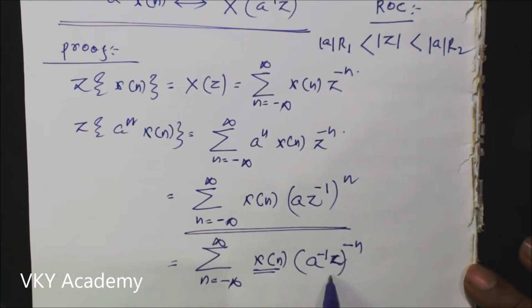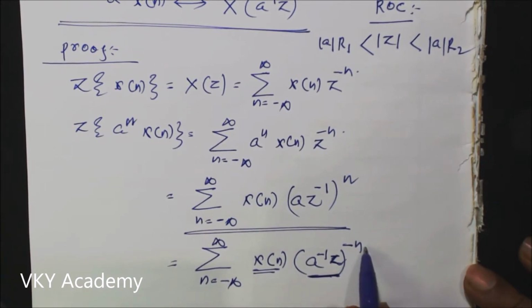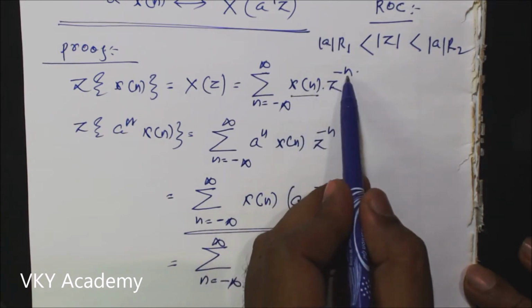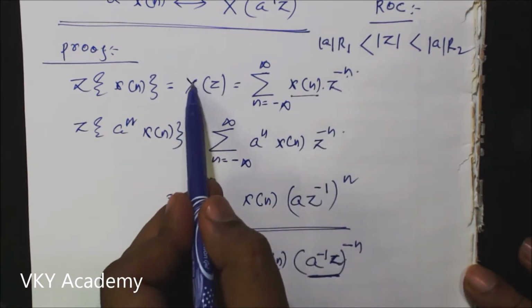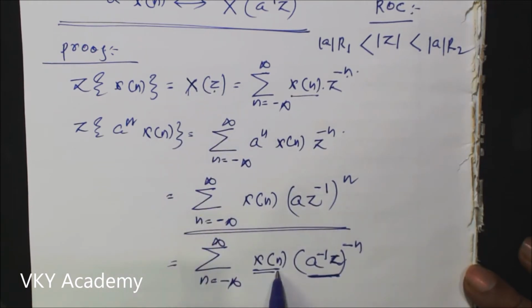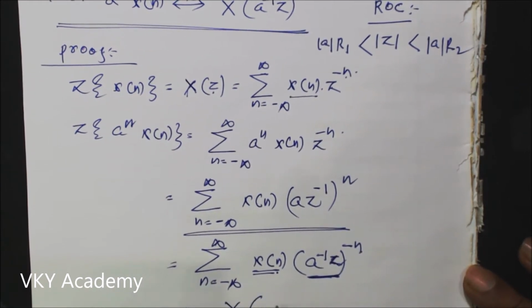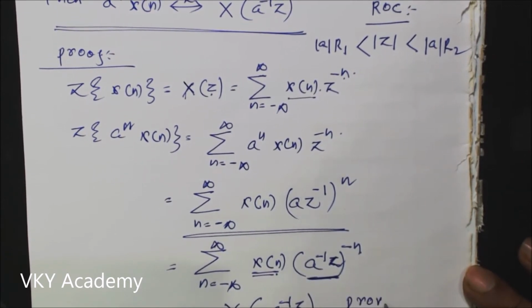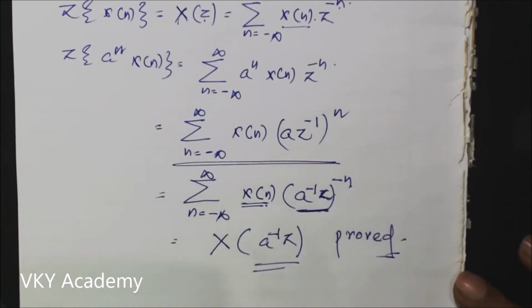So this one is the function, this is the frequency term, z to the power minus n. So if a function is x of n and is multiplied with z to the power minus n, then the Z transform is X of z. Now if a function is x of n and is multiplied with (a inverse z) to the power minus n, the Z transform will be X of a inverse z, hence proved. So in this way we can prove the multiplication with exponential property of Z transform. Thank you.